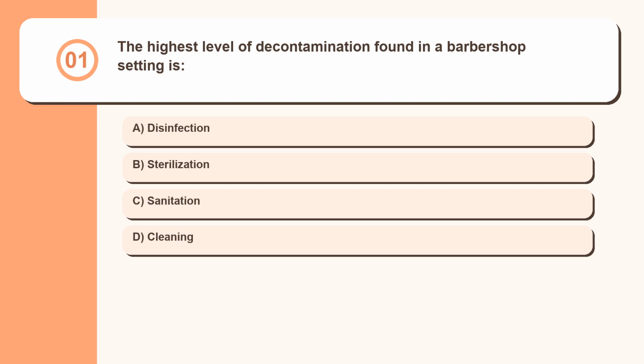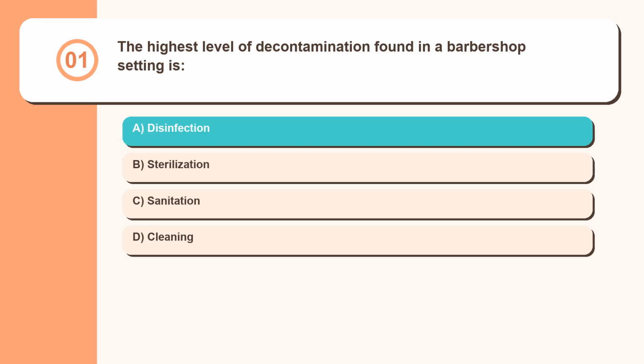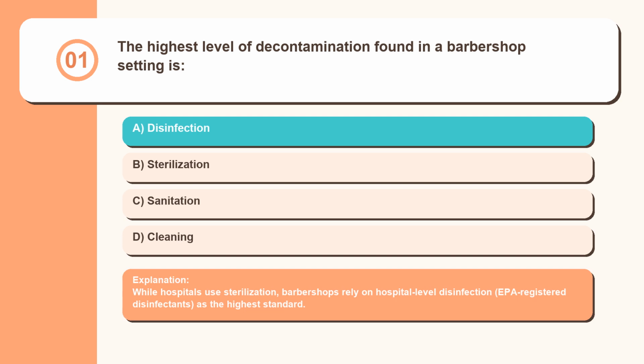Question 1. The highest level of decontamination found in a barbershop setting is: disinfection, sterilization, sanitation, cleaning. While hospitals use sterilization, barbershops rely on hospital-level disinfection, with EPA-registered disinfectants, as the highest standard.